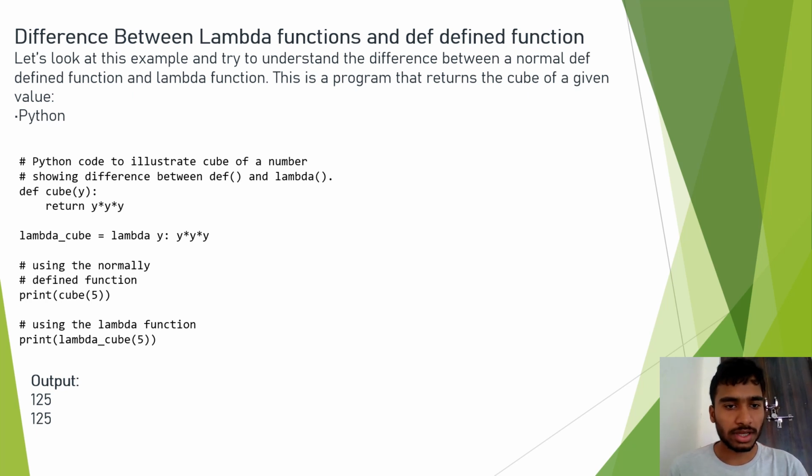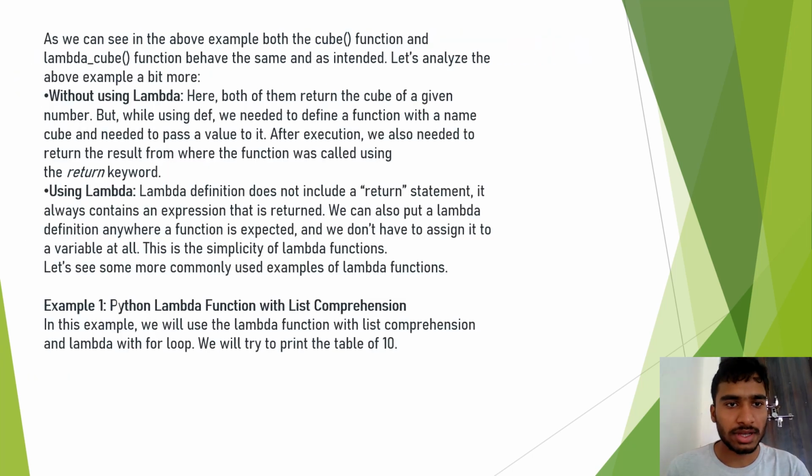So this is the way we use a lambda function, and as we compare this to a def-defined function, it is a lot easier because it is done in a single line. As we have seen in the above example, both the cube function and the lambda function give the same result as intended. Let's analyze the above example a bit more.